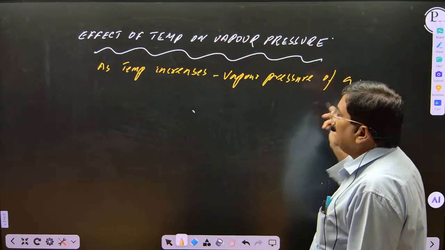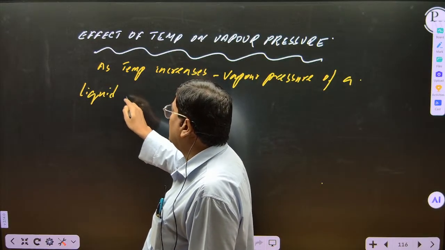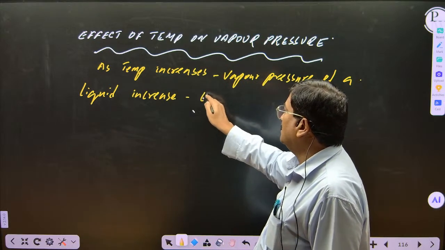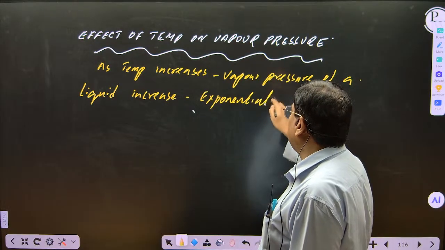Vapor pressure of a liquid increases in what way, students? Vapor pressure of a liquid increases exponentially. In how it will increase? Exponentially it will increase.